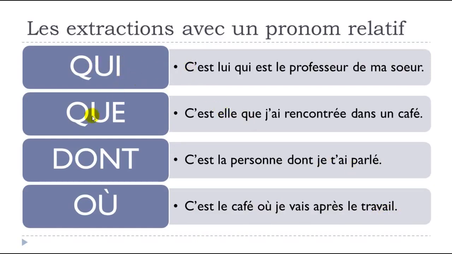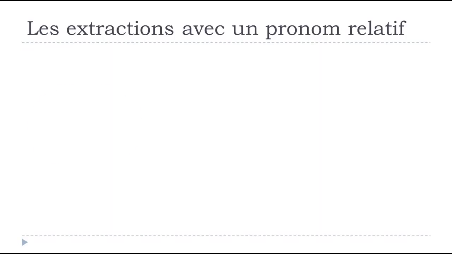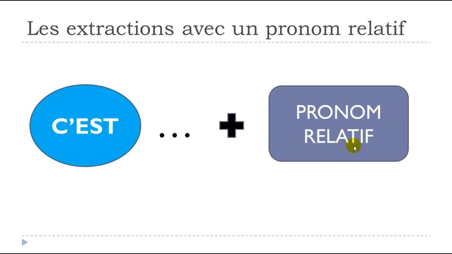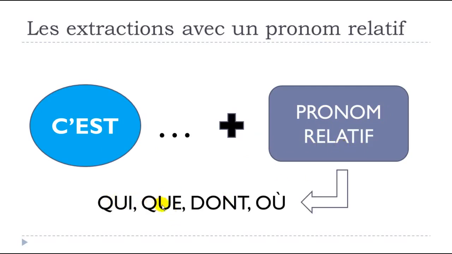Qui, que, dont, où. So remember, qui, subject; que, complément d'objet direct; dont, complément introduced by the preposition de; and then où, when it's a place. So, one more time, c'est, followed by le pronom relatif qui, que, dont, où.